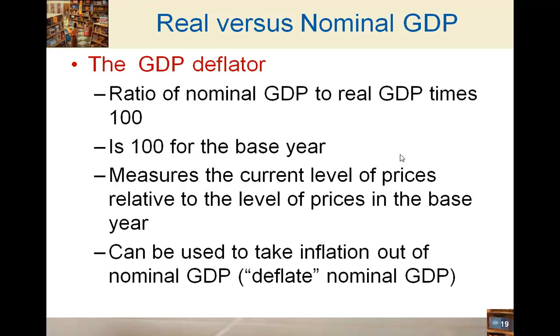And here we have a definition of the GDP deflator. So it's the ratio of nominal to real times 100. It's 100 in the base year. It measures the current average level of prices relative to the level of prices in the base year.